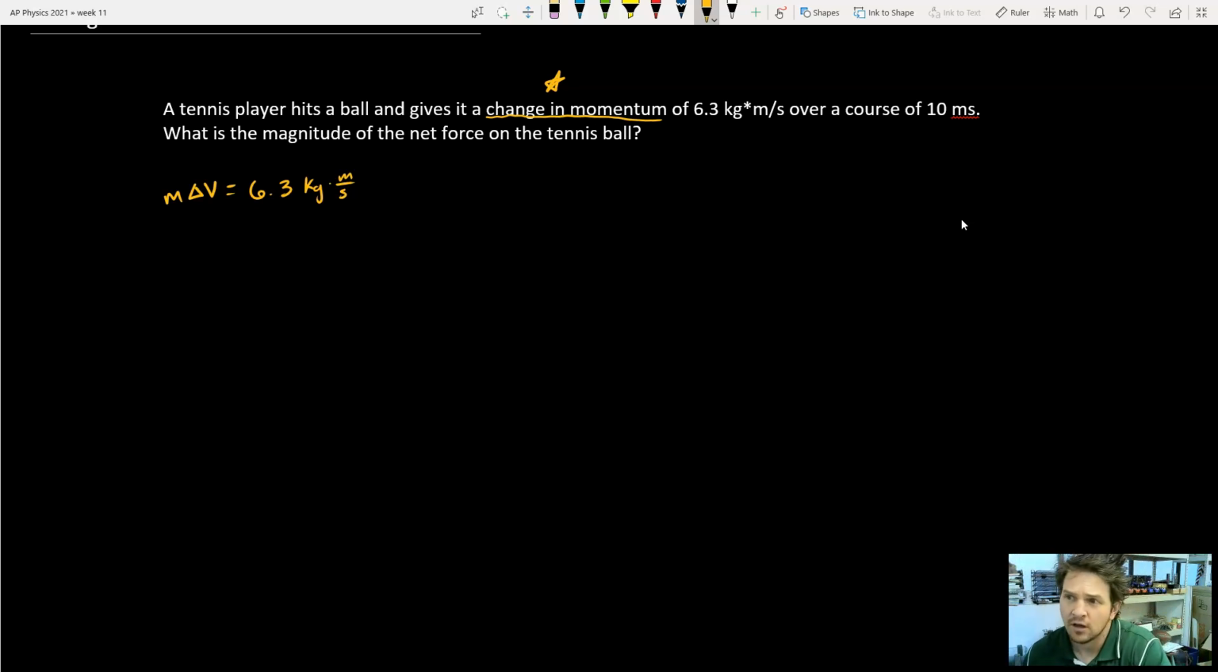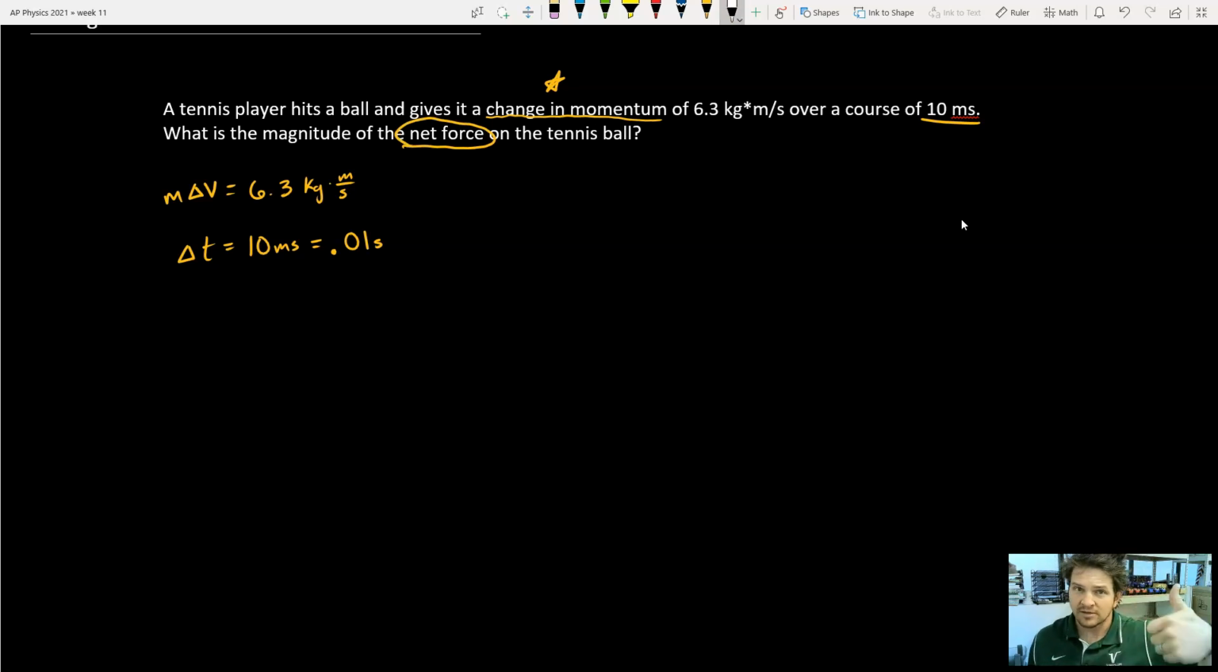That's just what it is. Over a course of 10 milliseconds. So that is our time interval, 10 milliseconds. And we always want to use things as seconds, right? So 10 milliseconds, milli is 1,000, so we would divide that by 1,000 to turn into just seconds. Okay, and the question is asking, what is the magnitude of the force being exerted on the ball?